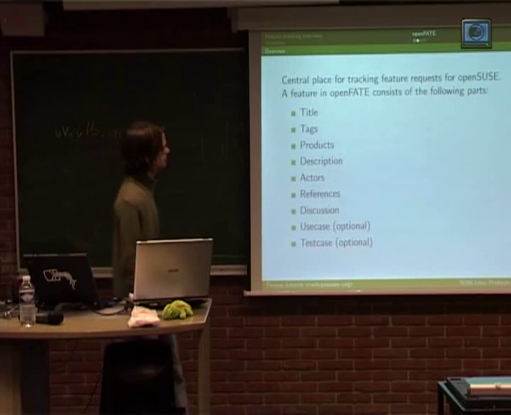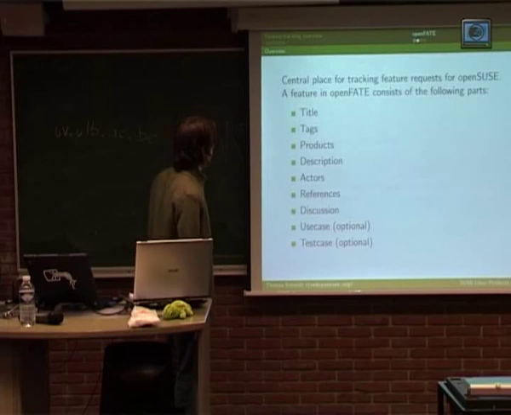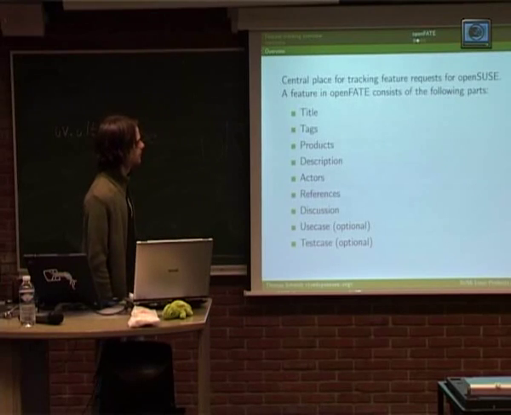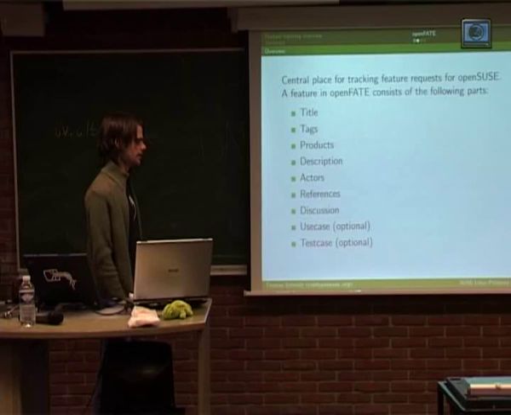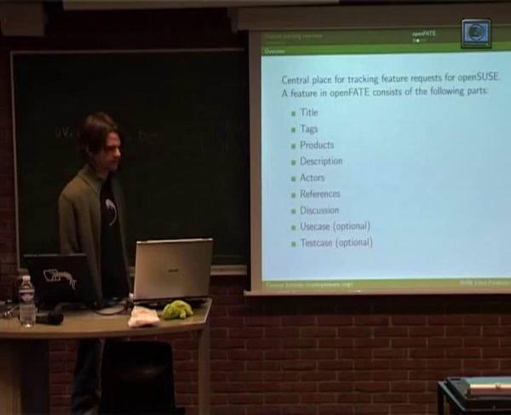That's the parts of which an openSUSE feature consists. It's a title, we have some tags to categorize the features, products, description, different actors, references to Bugzilla or to other features or just URLs. Then we have a discussion, and use case and test cases are optional fields.